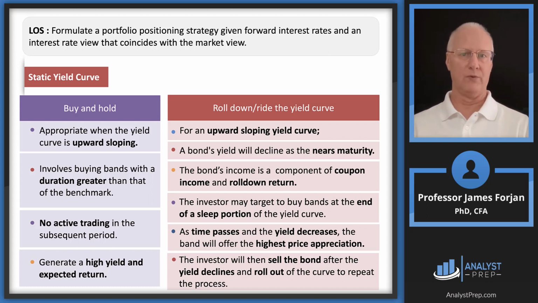Now, we may want to roll down or ride the yield curve for an upward sloping yield curve. What do we know? That as we get closer and closer to the yield to maturity, the bond yield will decline. And that must mean that the price goes up. So there's our capital gain. Time passes and the yield decreases. There's the higher price appreciation that I was talking about.